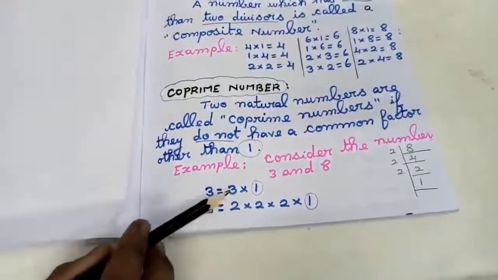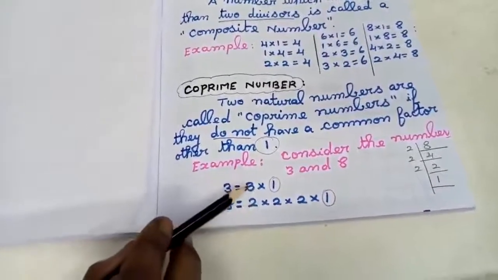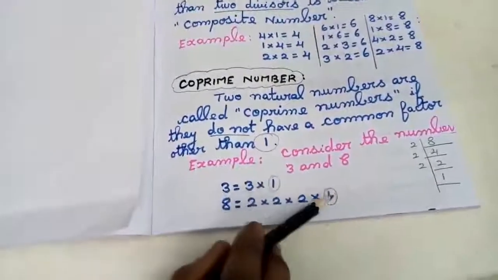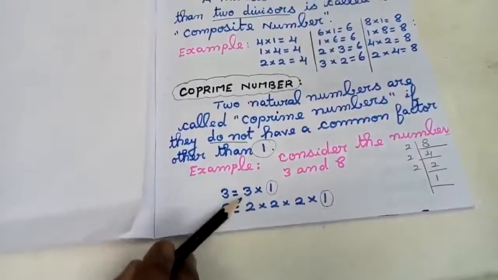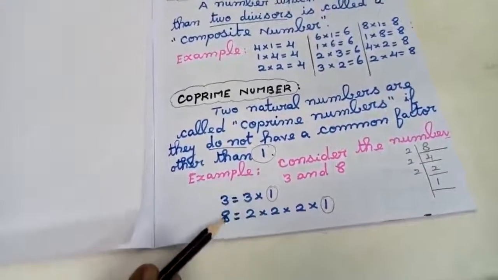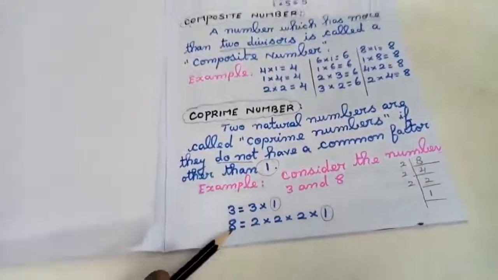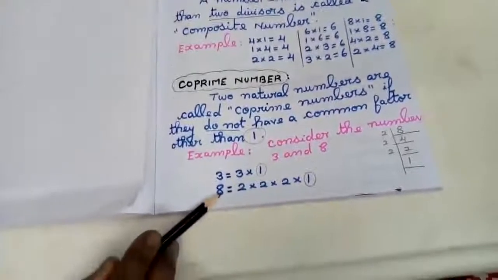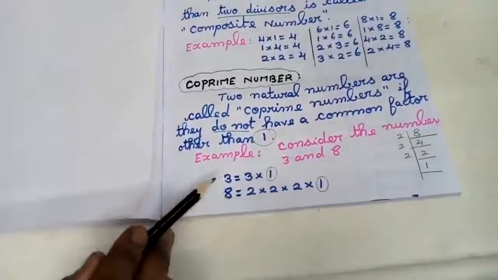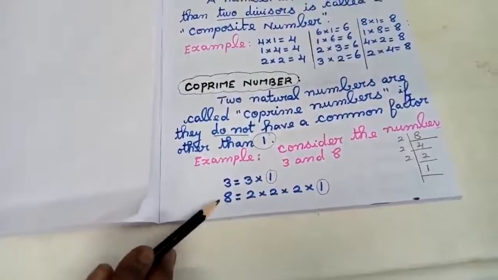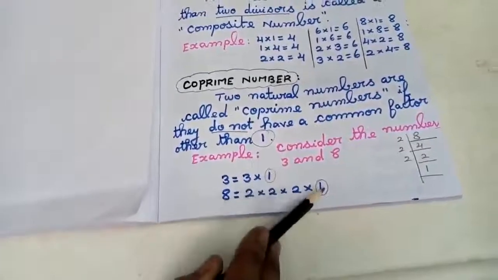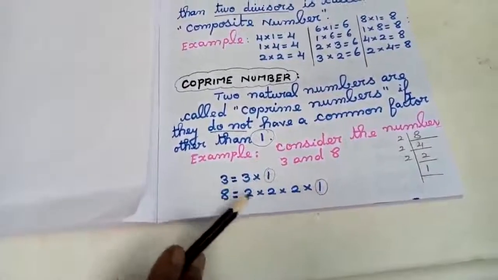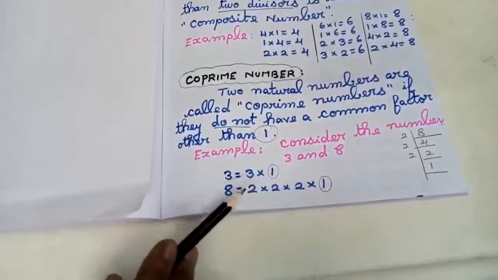Now if you compare the factors, nothing is common except 1, no other number is common. So this particular combination 3 and 8 are called co-prime numbers. Why? I will be comparing 2 numbers, 3 and 8 are called co-prime. Why? Because only 1 is common to both and no other number is common to both the values.